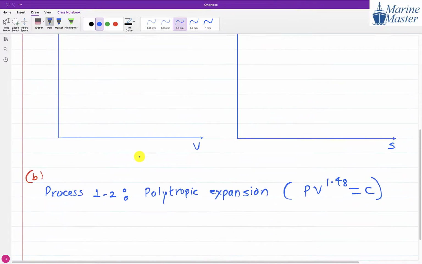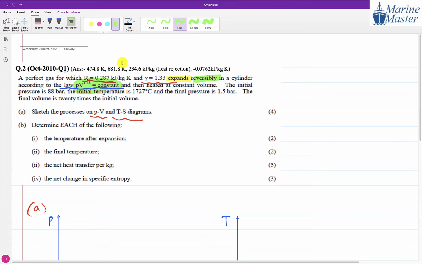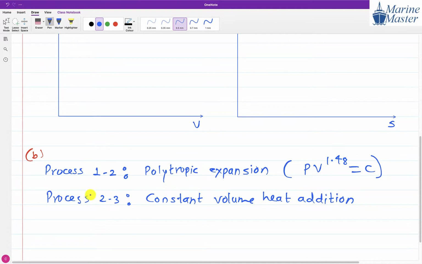After that, what are they saying? Process 2 to 3 is what? A constant volume process. Then heated at a constant volume. When they say heated at a constant volume, it is constant volume heating or constant volume heat addition. So process 2 to 3 is constant volume heat addition. Before going further, please write down the names of these two processes.